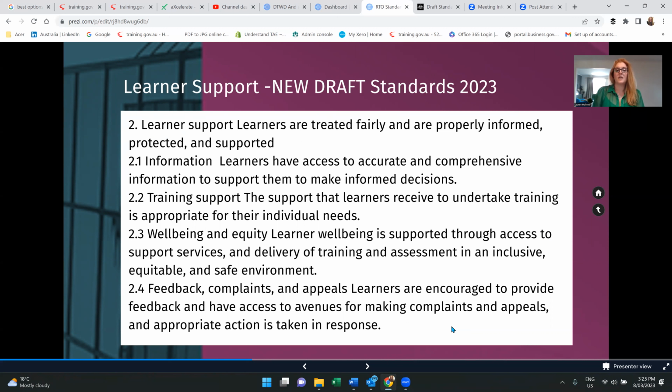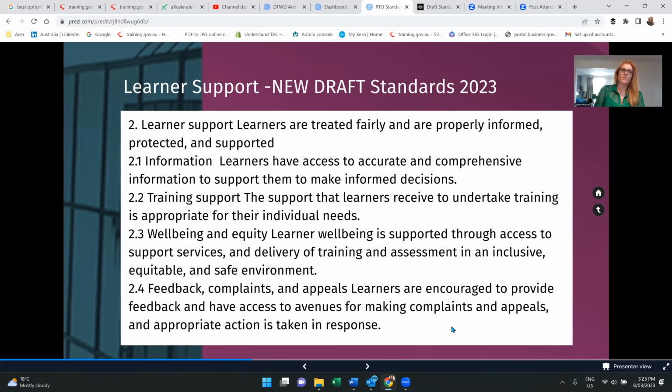But the statements in and around equity, and that really strong focus on learner support, that learners are strongly informed, that they understand how the training and assessment is going to occur, that they are treated fairly, and that you've got, to some extent, equitable outcomes. There will need to be some changes to how RTOs provide that information.